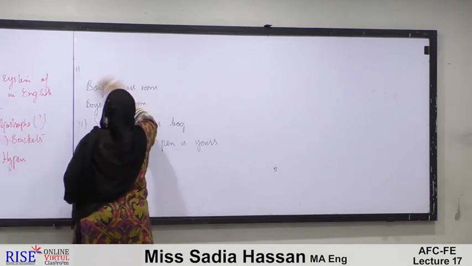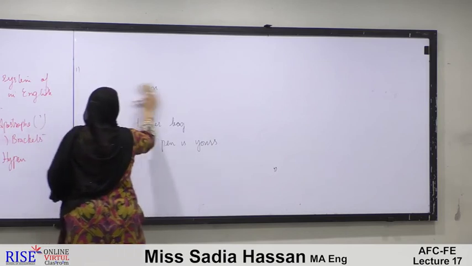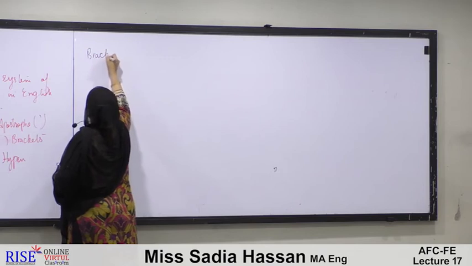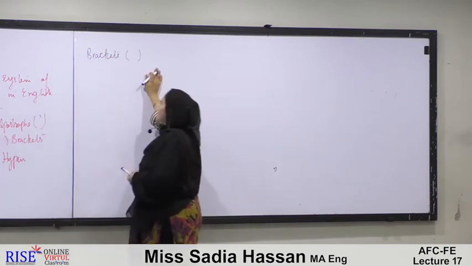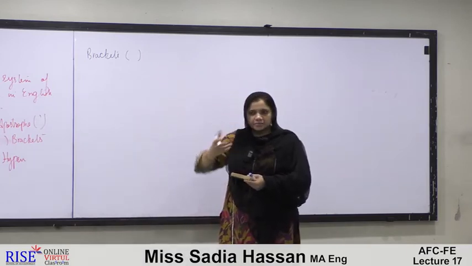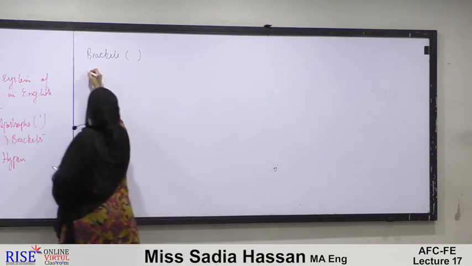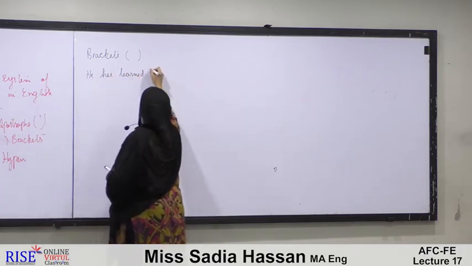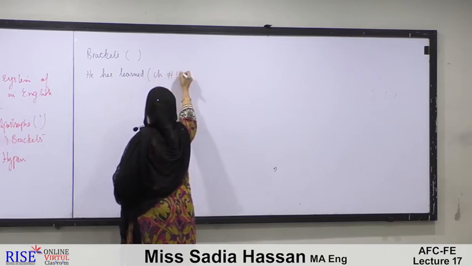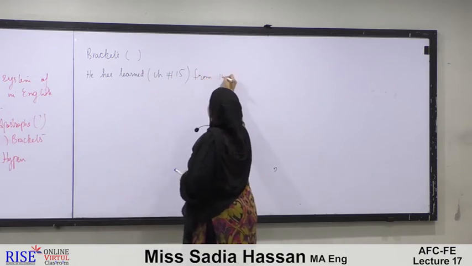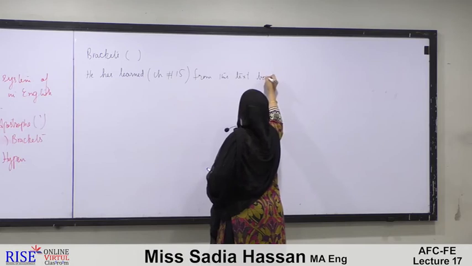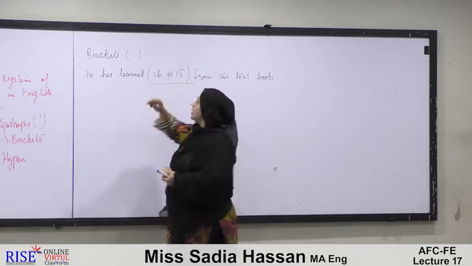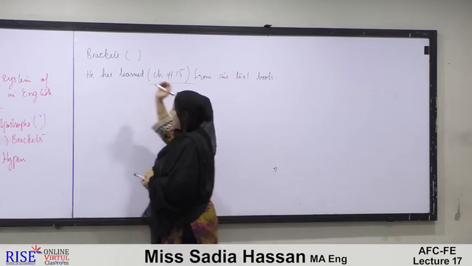parentheses or brackets. We also call them parentheses. Brackets are used whenever we want to highlight something. For example, if prose is going on, he has learned chapter number 15 from this textbook. If we want to mention anything specific within a statement, we could always enclose that different message with brackets or parentheses.